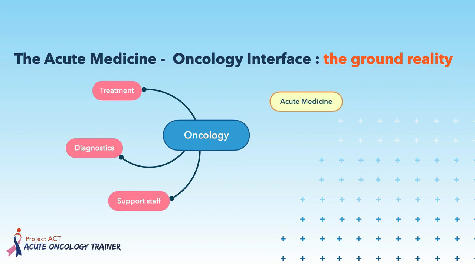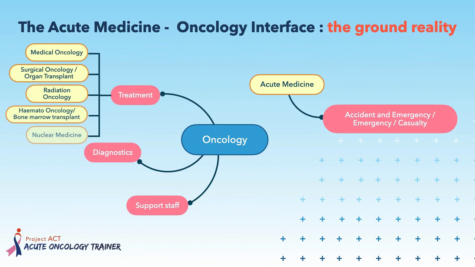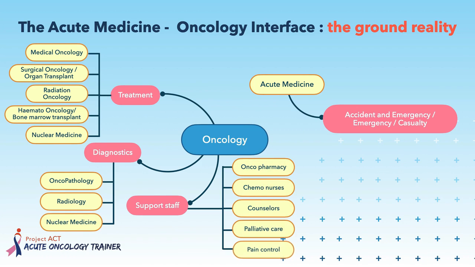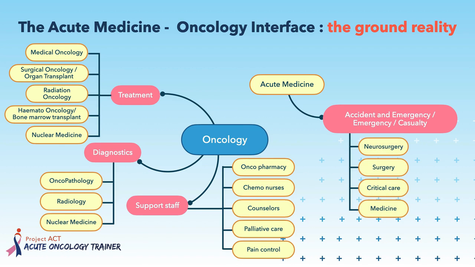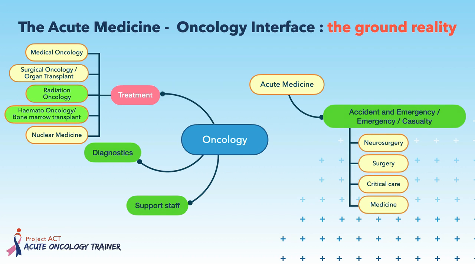As you can see, oncology has diagnostics, therapeutics, and support staff. And in this slide, you can see the various divisions offering treatment, diagnostics, and support services in oncology, and the various divisions of casualty or emergency medicine. The boxes highlighted in green are the various departments that were involved in the care of the myeloma patient.